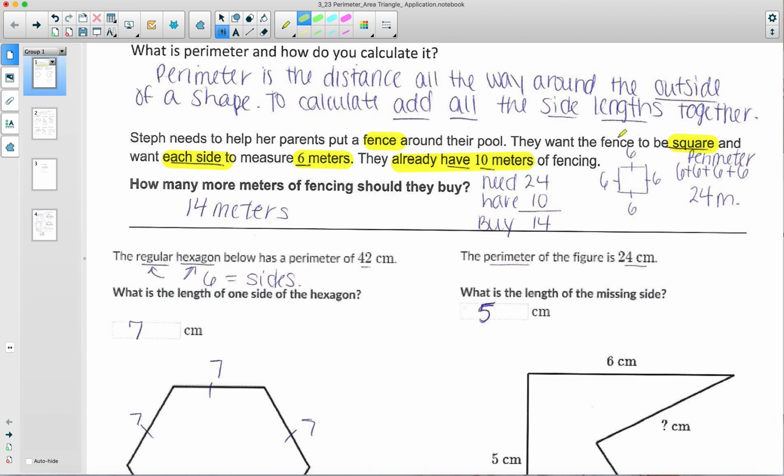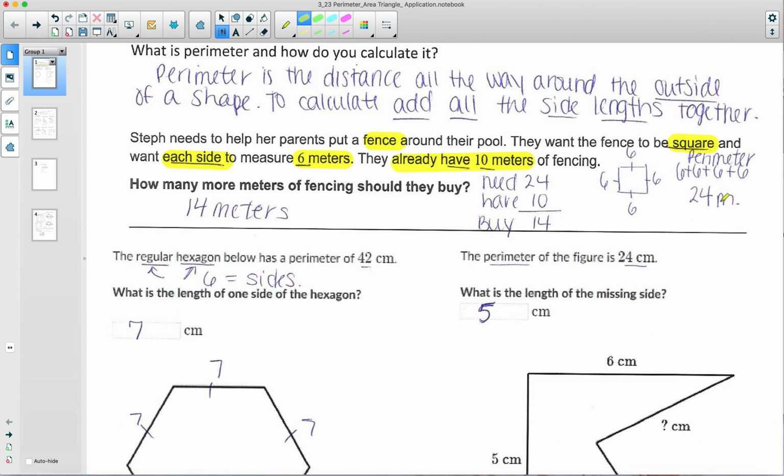Okay, so let's look over here. So we have our diagram, right? We sketch ourselves a square. We know properties of a square. All four sides are equal, and each side is 6. Therefore, all four sides are 6. So to find the perimeter, we would add all the sides together. 6 plus 6 plus 6 plus 6 gives us a total of 24 meters.